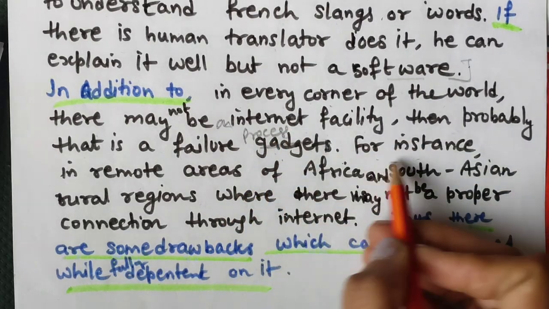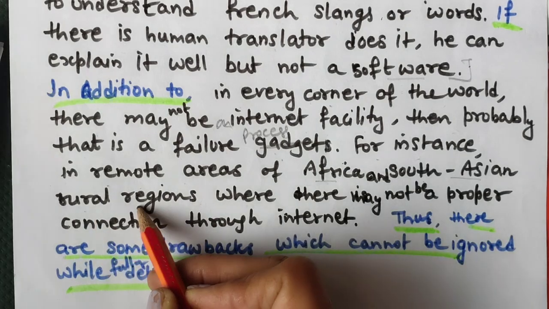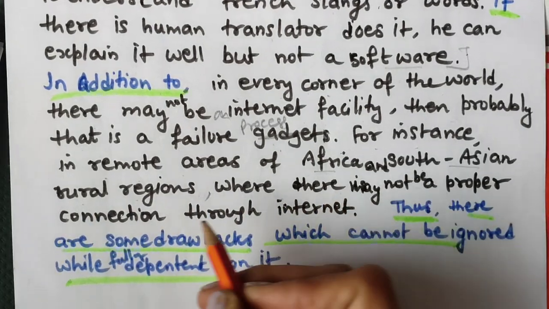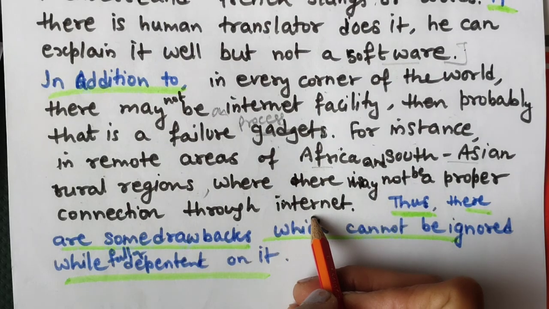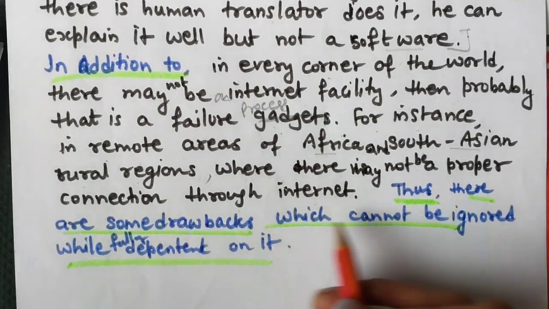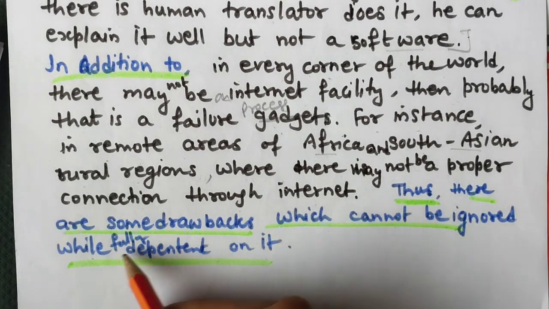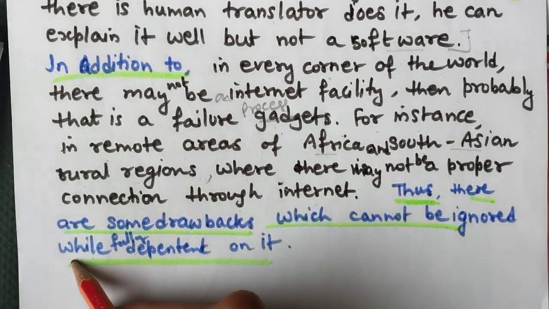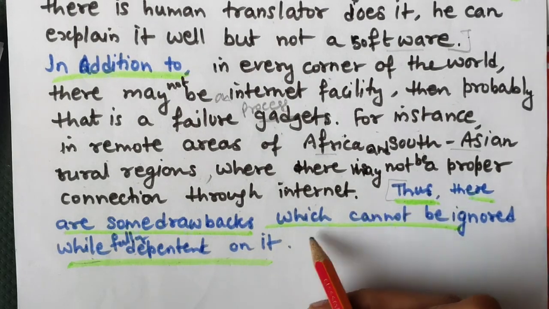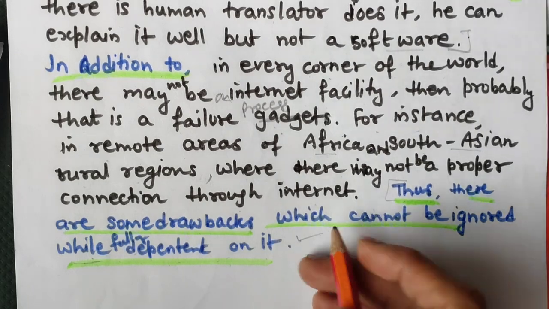Okay, for instance, in remote areas of Africa and South Asian rural regions where there may not be a proper connection through the internet. Thus there are some drawbacks which cannot be ignored while fully dependent on it. So this full line you can write whenever you are writing disadvantages.